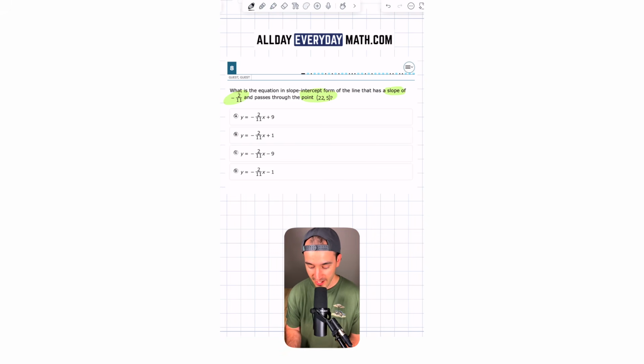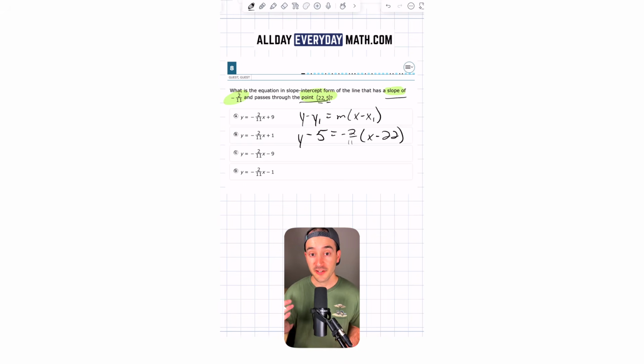So because we have a point and we have the slope, we're going to use point-slope form. And so point-slope form is y minus y1 equals m times x minus x1. So now we just plug in everything we have. So we're going to do y minus y1, which is 5, equals m, our slope, which is -2/11, times x minus x1, which is 22. And so now we have our equation in point-slope form. Now we just have to convert it to slope-intercept.